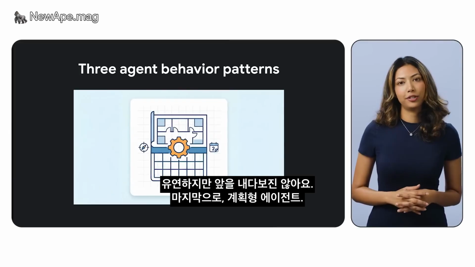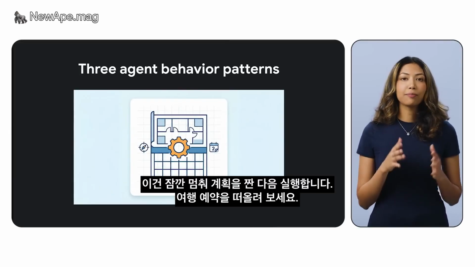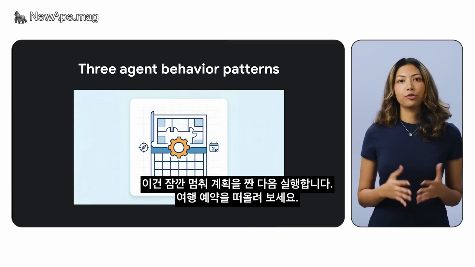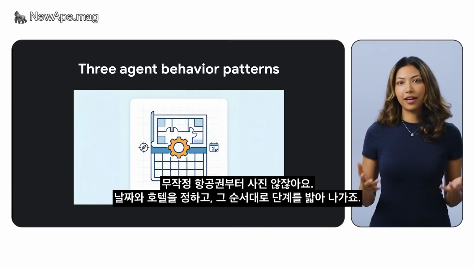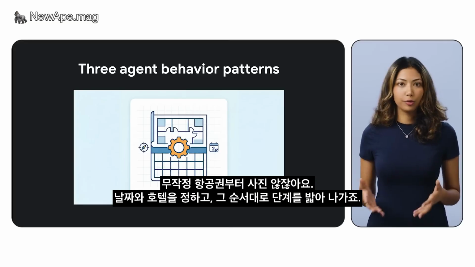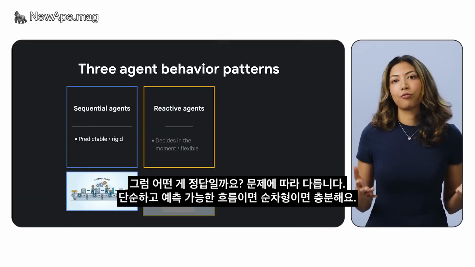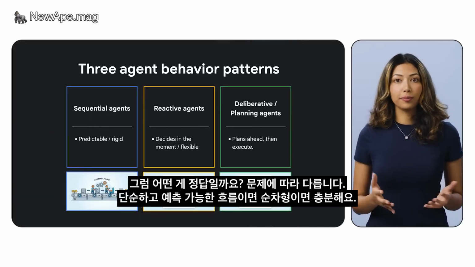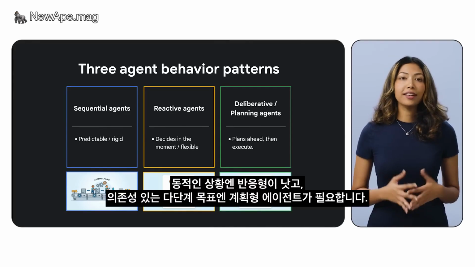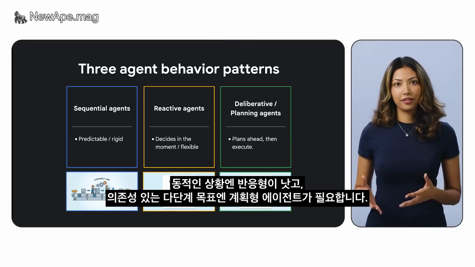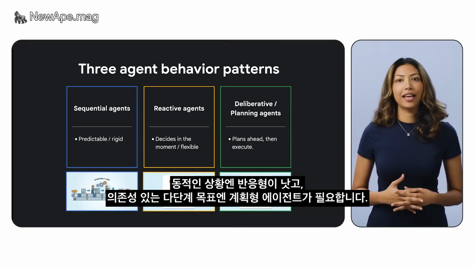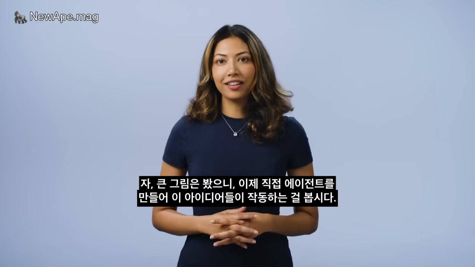Lastly, we have deliberate or planning agents. These pause to sketch a plan, then execute. Think about booking travel. You don't just buy a flight randomly. You pick dates, hotels, and then that's the order of steps that you follow through. So which of these is the right one for you? It depends on the problem. For simple, predictable flows, sequential is fine. For dynamic problems, reactive works better. And for multi-step goals with dependencies, you want planning agents. Okay, that's the high-level view.